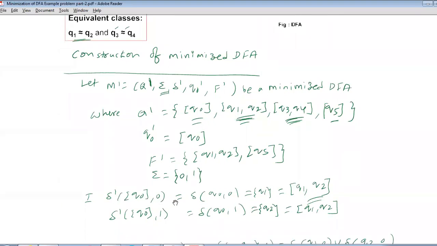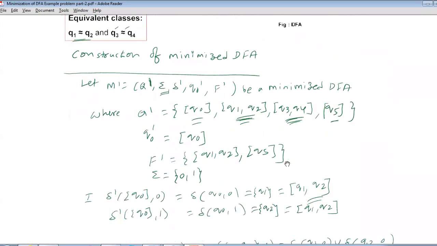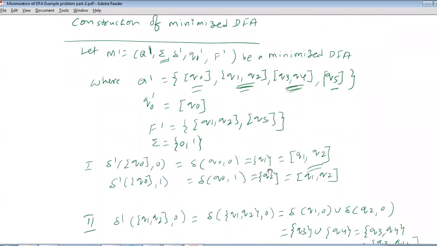Therefore, delta dash of Q naught on 0 equal to delta of Q naught on 0 equal to Q1. But you don't have Q1 as a separate state. Therefore, we have the state with combination of Q2. Therefore, this is equivalent to Q1 comma Q2. Similarly, delta dash of Q naught on 1. See, Q naught on 1, it is going to Q2. Again, same. We don't have Q2 as a separate state. But there is one state combination of Q2, that is Q1 comma Q2. So that you can take here.